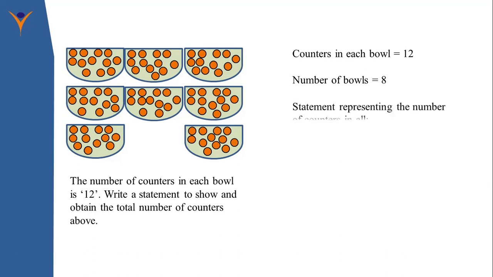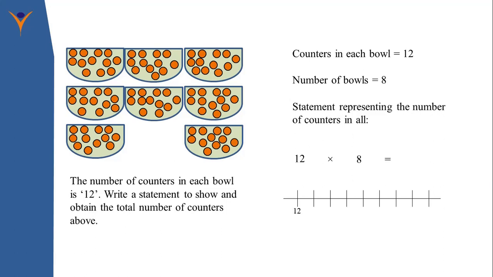The simple thing to do is to multiply 12 by 8, because the counters in each bowl multiplied by the number of bowls will give us the total number of counters that we have. So 12 times 8 equals a number. Let's find that number using the number line. Since we're multiplying by 12, we're going to write the 12 times table on the number line. So we start with 12. We are going as far as 12 times 8.